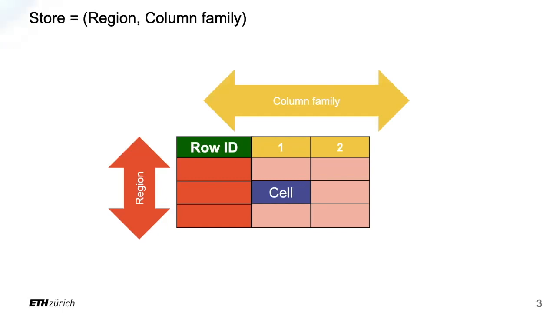Then we zoomed in and we saw that at the level of a single store, so column family and interval of row ID region, we store cell by cell, and every cell is actually a key value physically, where the key is the row ID, the column family name, the column name, and the version. And then, of course, comes the value of the cell.